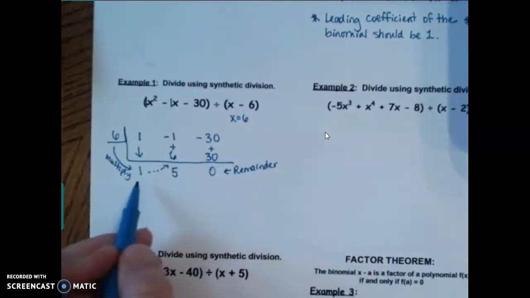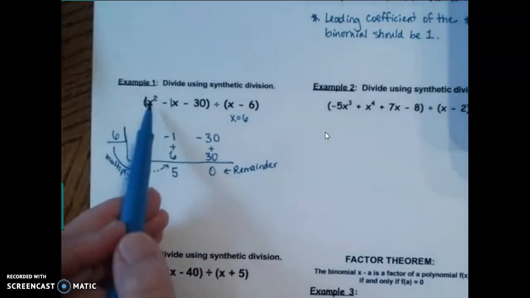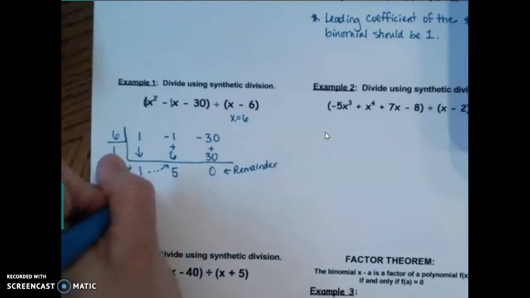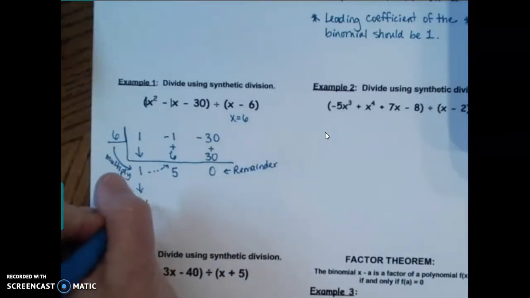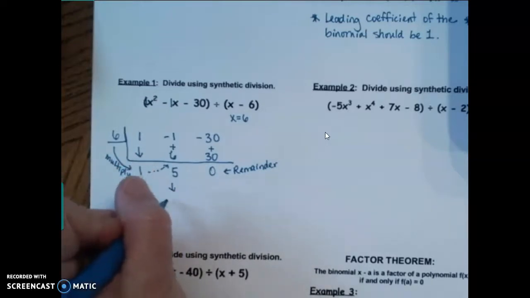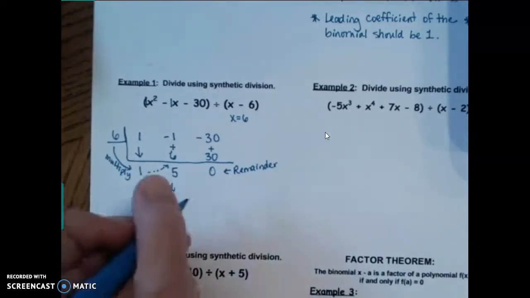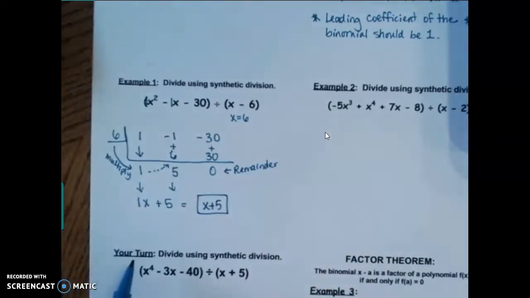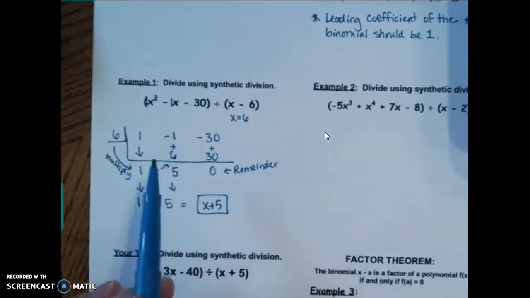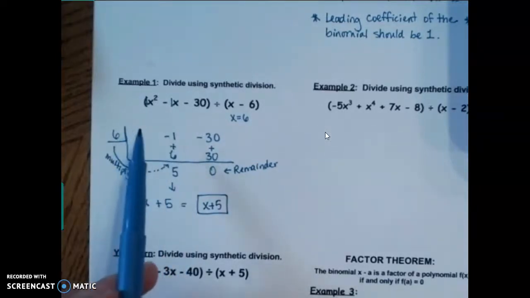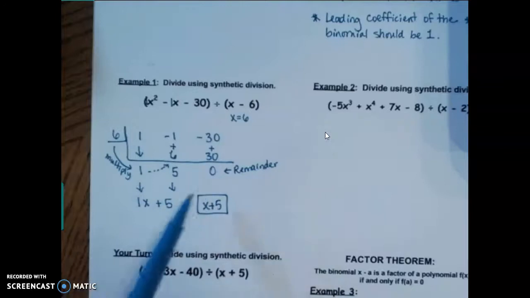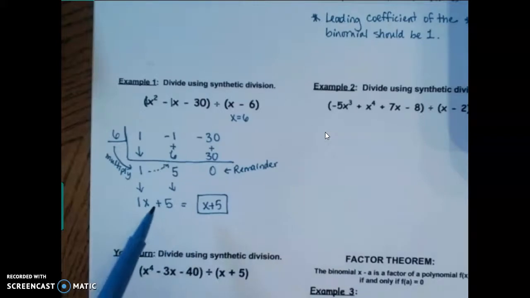You're going to write your answer based off of 1 less than your leading variable for your dividend. So if my dividend started with x squared, then this is going to be 1 less than that. So it's going to be 1x plus 5 for my answer, and we're not going to write it like that. So our quotient is x plus 5. Now, could you have done long division with this? Yes, you could have, and you would have gotten the same answer with a 0 remainder. I know this is a new process for you guys, but if you will just give it a chance, you're going to love it compared to long division.